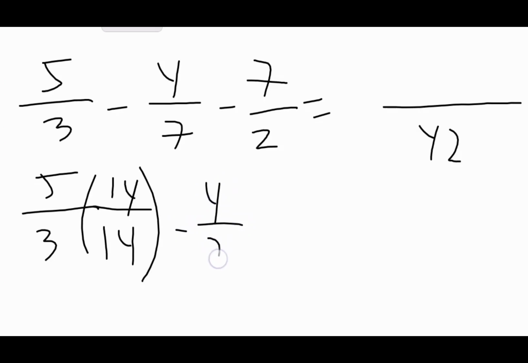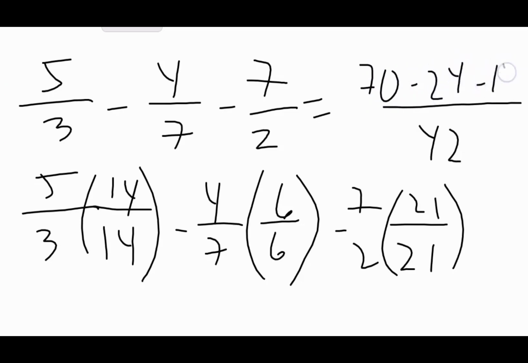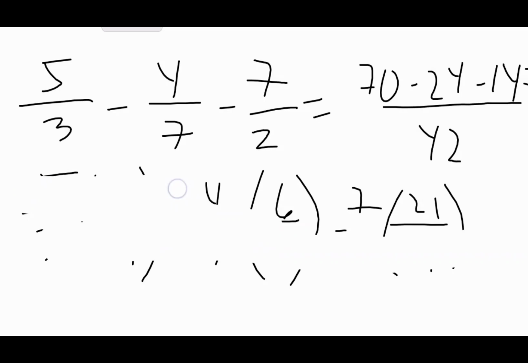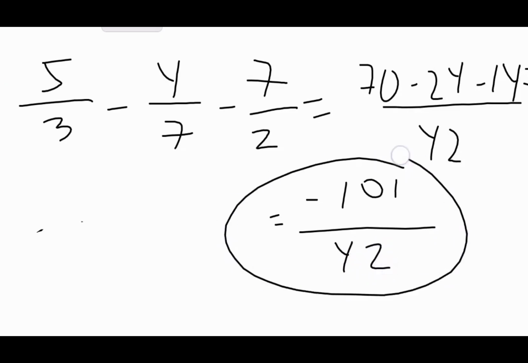Then, sa ikaduha, that's 6. Sa third, that's 21. So, 14 times 5, that's 70. Minus 24 minus 147. The final answer is -101/42. So, I think wala na ni common factors ang duha. This is the answer.